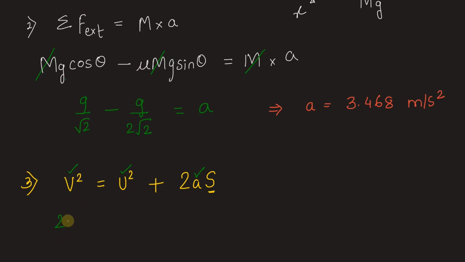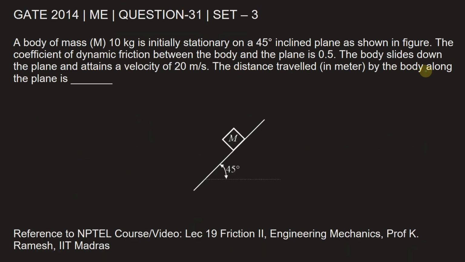So we have v as 20, 20 square is equal to 0 square plus 2 into 3.468 into s. This gives us s is equal to 20 square, which is 400, divided by 2 into 3.468. This gives us the answer as 57.67 meters. Let's go back and fill in the answer. Distance travelled by the body along the plane is 57.67 meter.